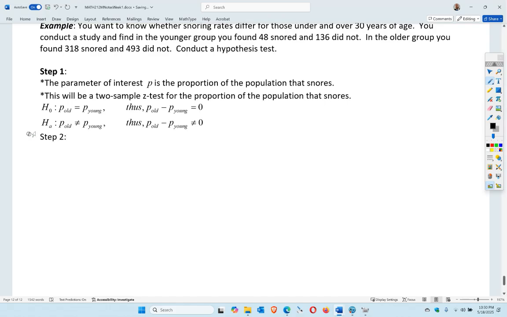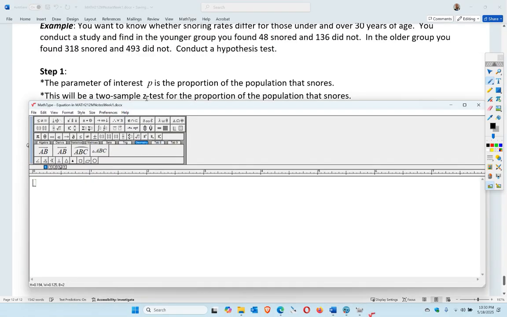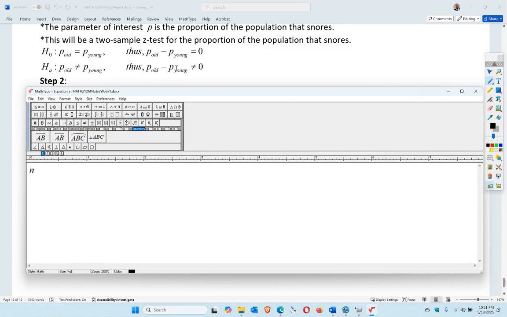Step 2. Okay, so n sub young times p sub young. In this sample, we got 48. So therefore, we're fine, right? And I'm going to copy this. Oh no, that'd be young, I'm sorry. I don't know why I did that. We got 136. And then I'll copy these. Paste. And now it's old. Copy those.